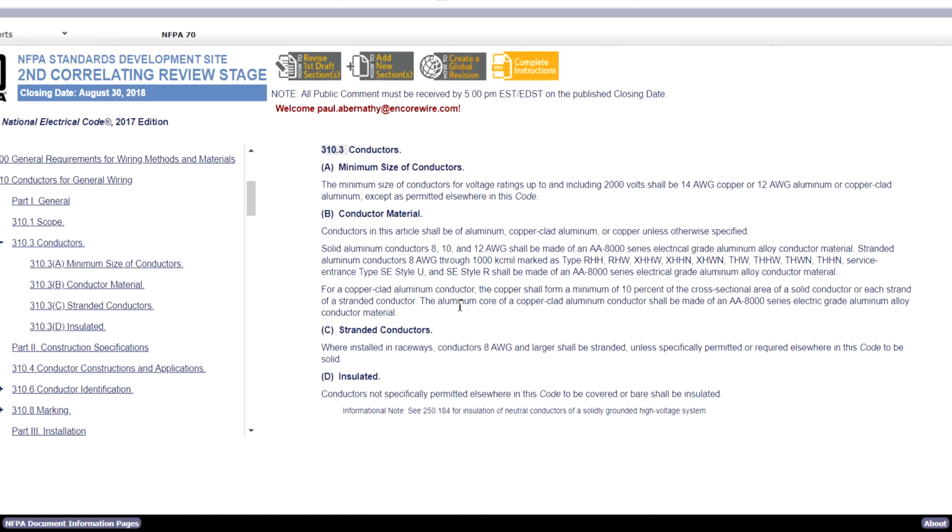Again, it's aluminum, as it says here. The aluminum core of a copper-clad conductor shall be made of 8000 series. So you can't get away from the fact that it is still aluminum. The ampacities that are associated with it are all there. It's all given in the code. And incidentally, all the ampacities in the 2020 code, we're all going to revert back to 310.16 again.